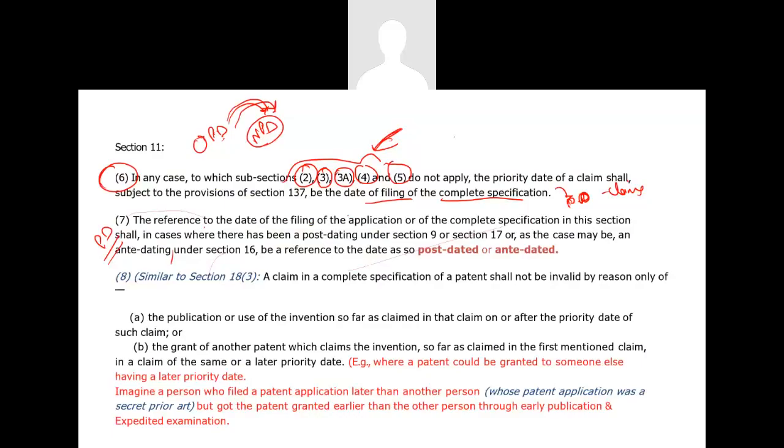What does it say? The reference to the date of filing of application or of complete spec in this section shall, in cases where there has been a post dating under Section 9 or Section 17, or as the case may be, an antedating under Section 16, be a reference to the date as so post dated or antedated. Antedated, we have understood the concept. Section 16, divisional, we just covered it. And post dated is a new priority date which you wanted.